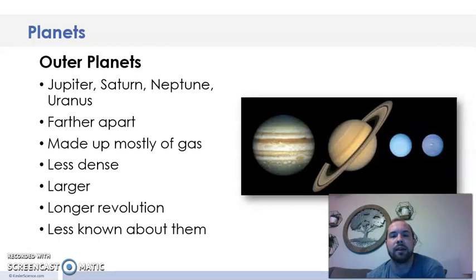All right? So outer planets. These planets are outer because they are on the outside of the asteroid belt, and all of these are made of gas. Okay? So Jupiter, Saturn, Neptune, and Uranus are made of gas. They are farther apart. They are made up mostly of gas. They are less dense. They are larger. They have a longer revolution, and there's less known about them.